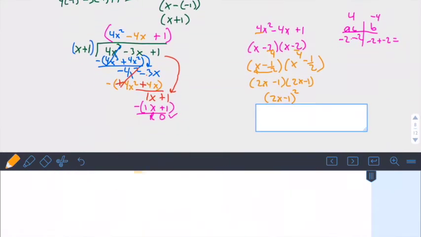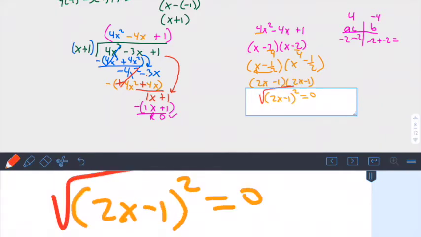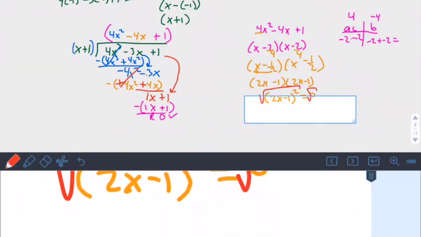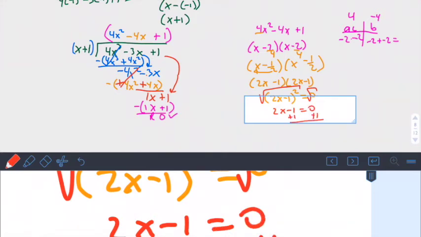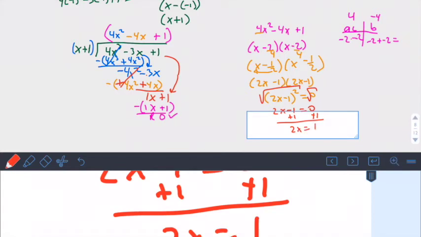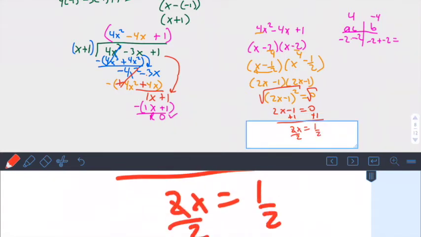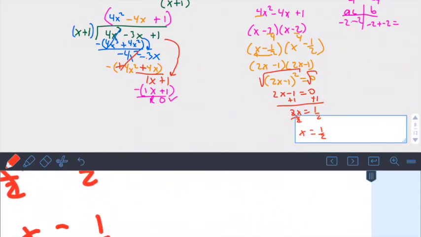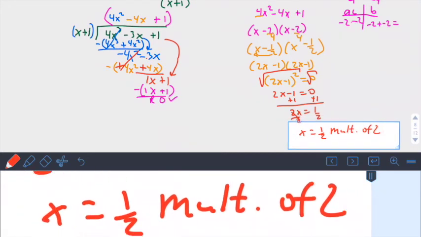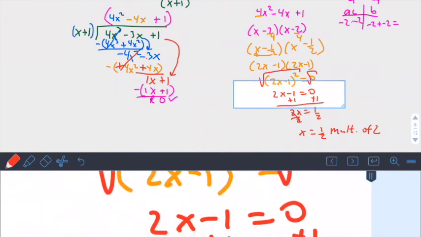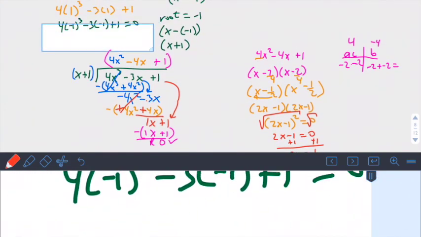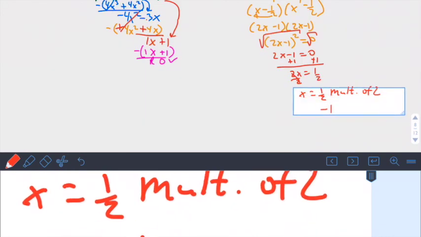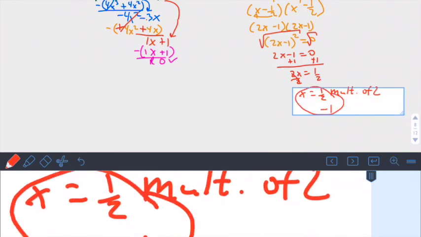So if I want to find the zeros, I need to set those equal to 0. Square root cancels the square. 2x minus 1 equals 0. Add 1 to both sides. Divide by 2. x equals 1 half. And since this root happens twice, we say it has a multiplicity of 2, right? It happened 2 times. And then the other root was that negative 1, remember? So there's all 3 roots, right? This one happened twice.